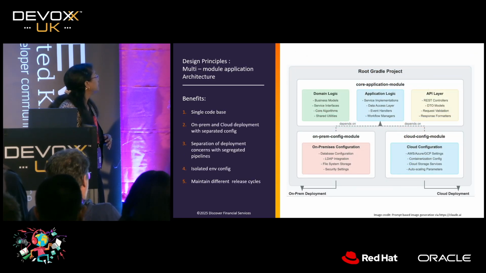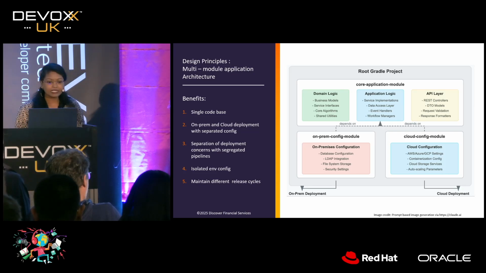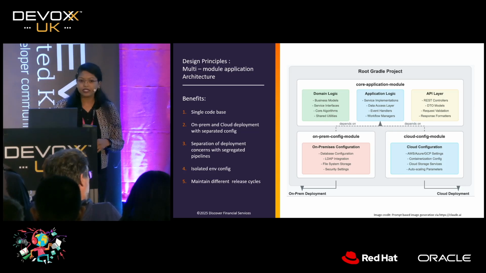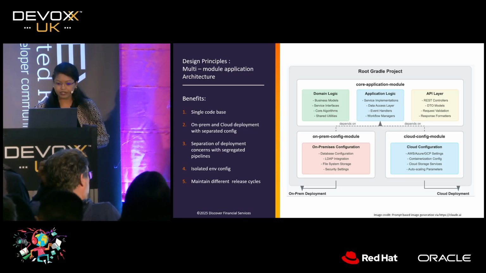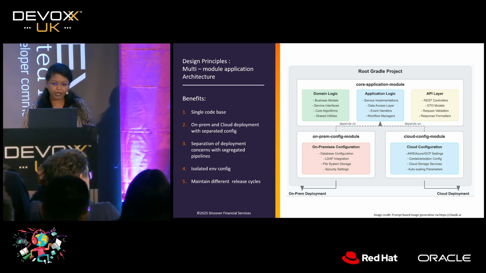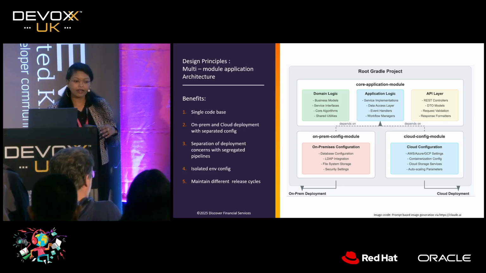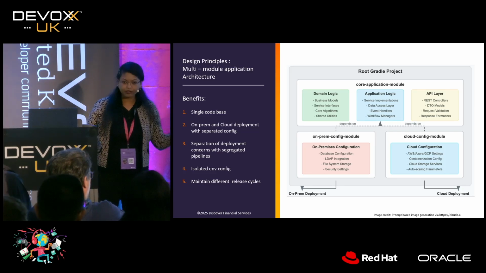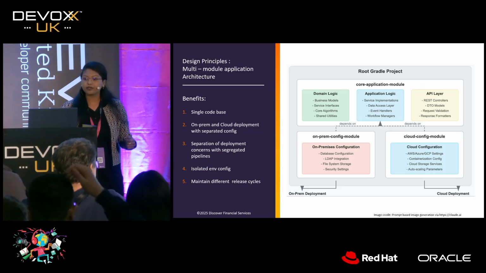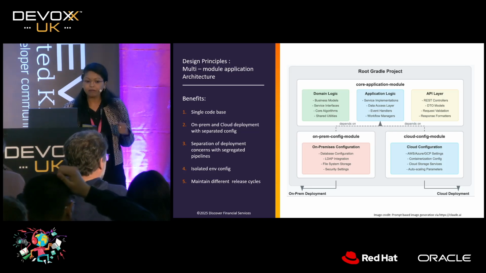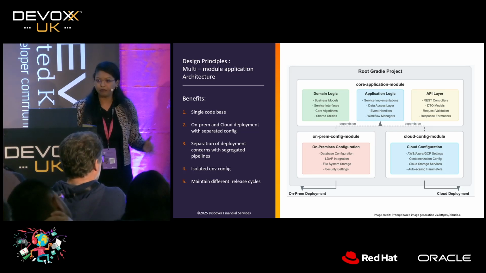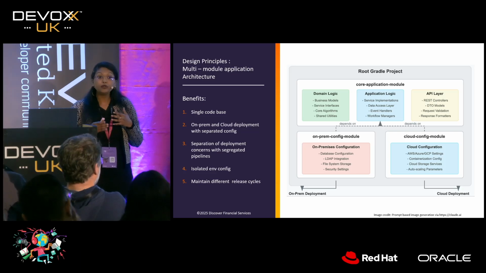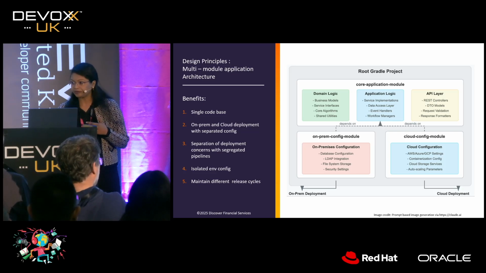Next one. So this is multi-module application architecture. This also was very helpful for us during cloud migration. What we are saying is, okay, we have this on-premises code, and it's a really big set of components. How do we migrate this to cloud without impacting any key releases to the on-premises, and also not duplicating the code for cloud?